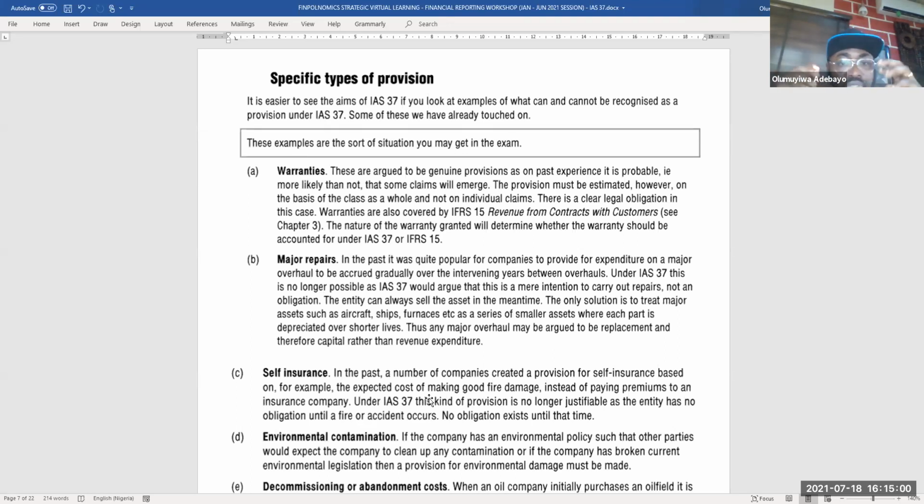Self-insurance. There's nothing like self-insurance for accounting purposes that will warrant you to make provision. Because, self-insurance in principle means instead of getting an insurance company to insure you, you are now insuring yourself by providing or setting money aside. Doing so does not qualify for provision because until the incident occurs and you incur a cost on it, you should not provide for it.